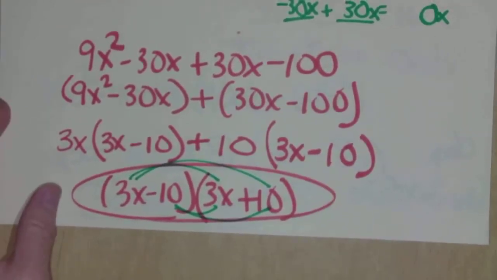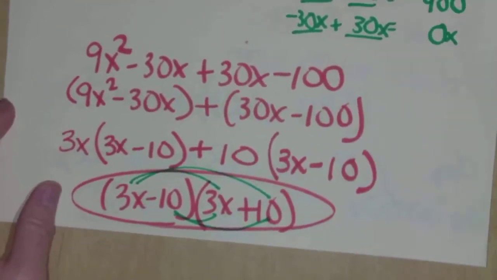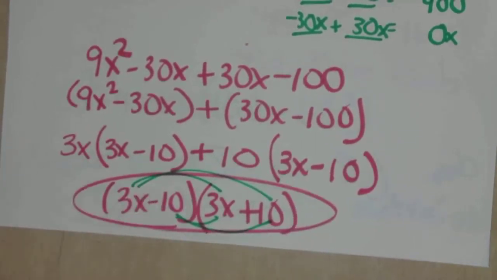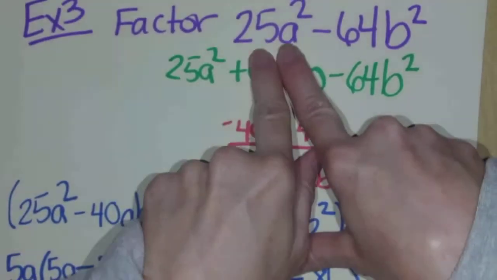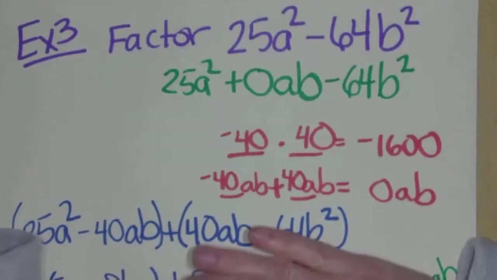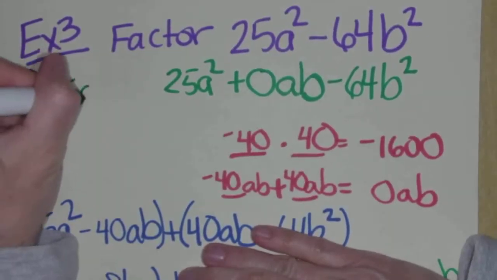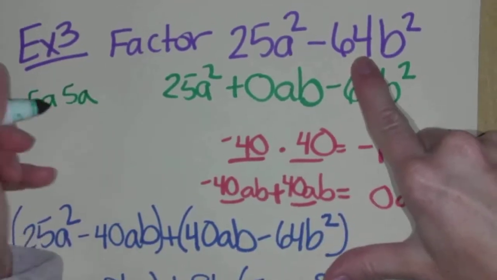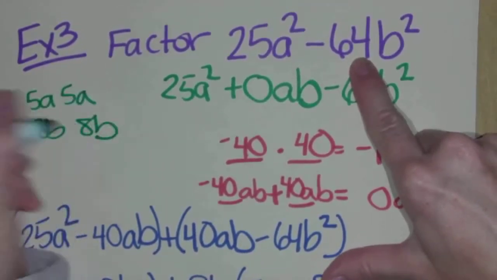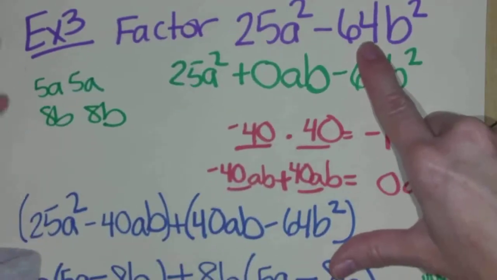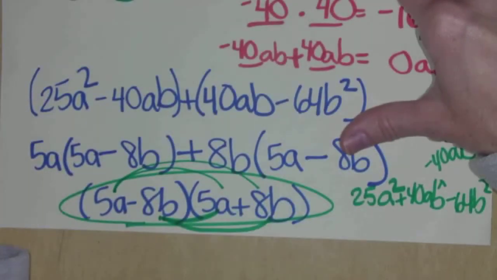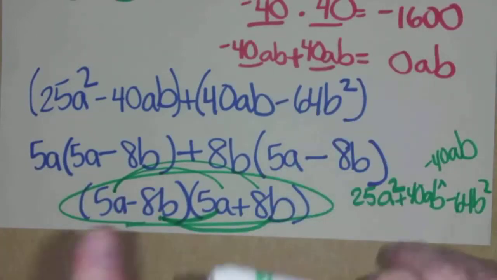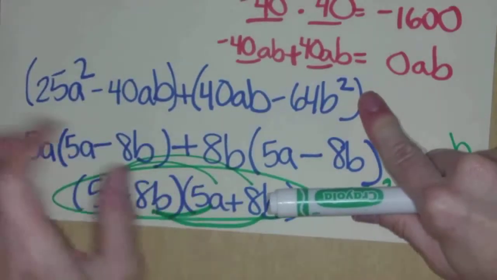If you just group every time you factor, you're not going to go wrong, and you're not going to have to memorize any tricks. Even this last one, though, it will work, because check it out. 25a squared would be 5a, 5a. 64b squared would be 8b, 8b, if you square root these. 5a minus 8b, 5a plus 8b. See it? Okay. I just mentioned it briefly in case you were noticing a pattern.